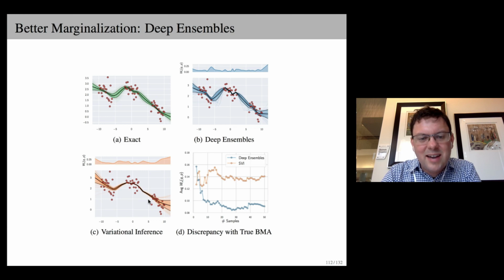We can see that it doesn't capture epistemic uncertainty so well. It doesn't have a lot of uncertainty between different clusters of data points. The uncertainty doesn't grow very consistently away from the data.